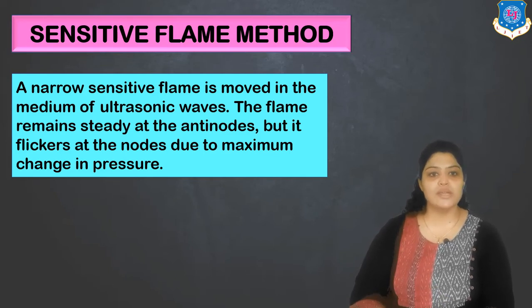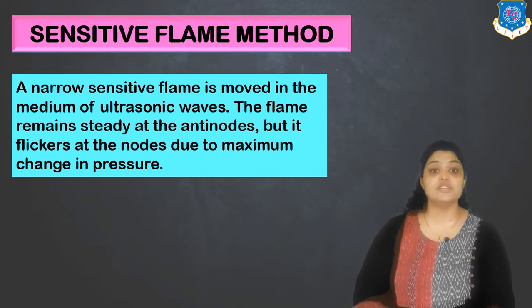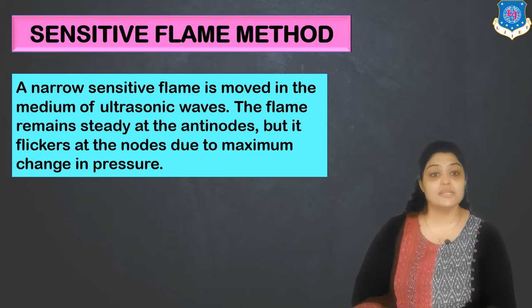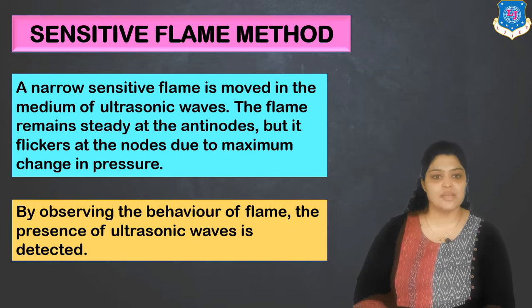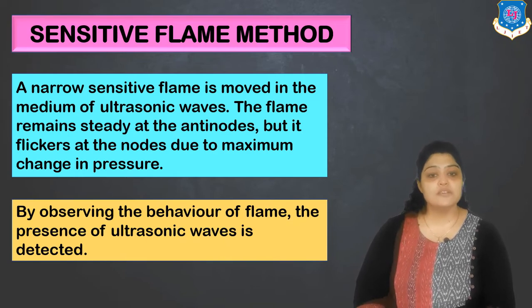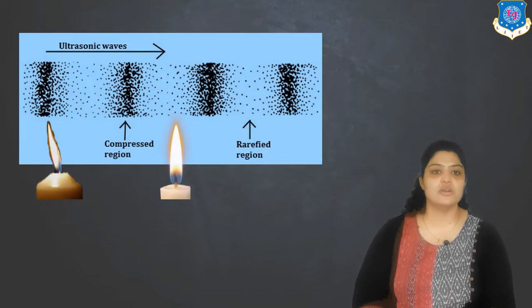What are the nodal points or nodes? The nodal points are where the compression is maximum. The antinodes, or the antinodal points, are the points where the disturbance is minimum, that is, rarefaction. By observing the behavior of the flame, we can detect the presence of ultrasonic waves. And this is how it can be detected.